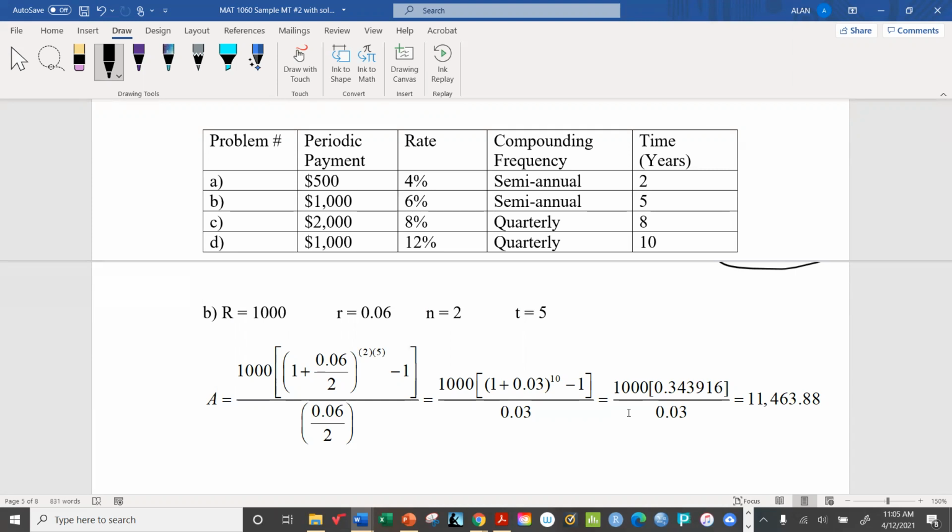I have a question. Yes, go ahead. So, what happened to the -1? Because I thought we were supposed to subtract that.